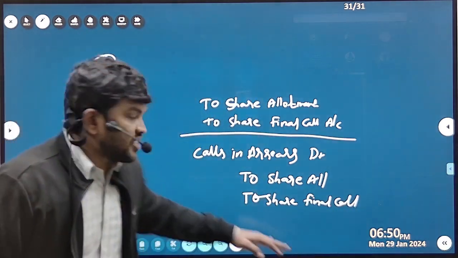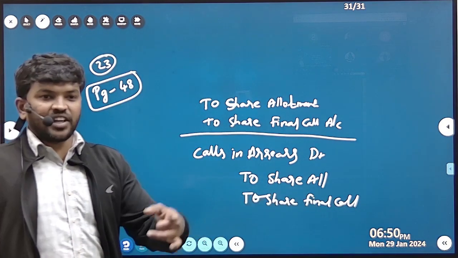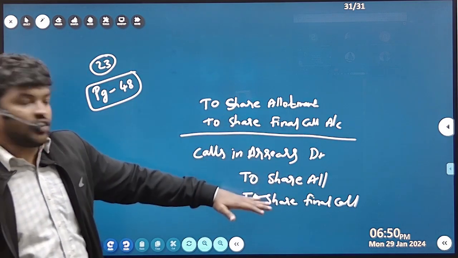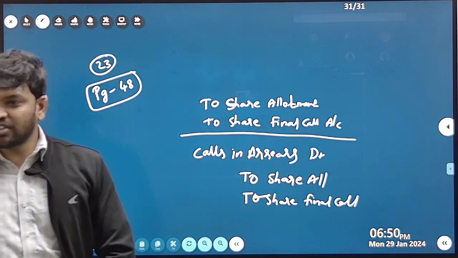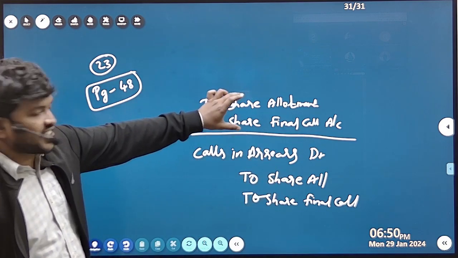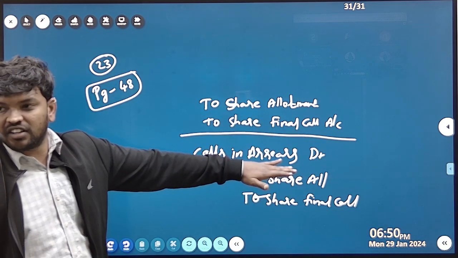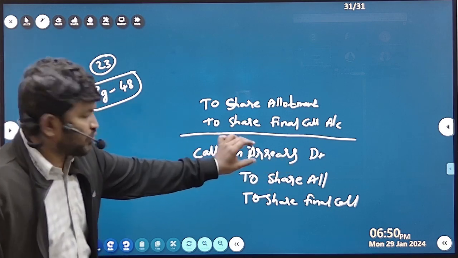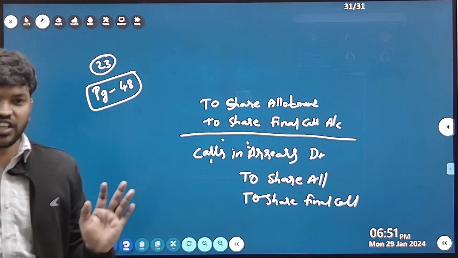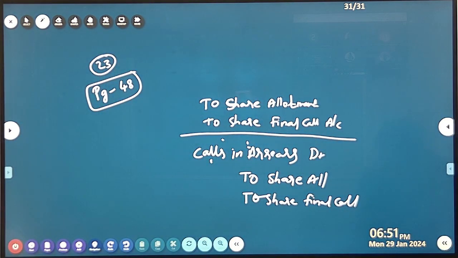Understanding? We have seen this entry already. Calls in arrears entry we have already seen. Sum number 8, I guess. Whenever you don't receive any money, you transfer that money to calls in arrears. So in between we have this entry. Instead of crediting those accounts, we have already created this account by debiting calls in arrears. So now you have to credit this calls in arrears account instead of allotment and final call. That's why here they have credited calls in arrears account.